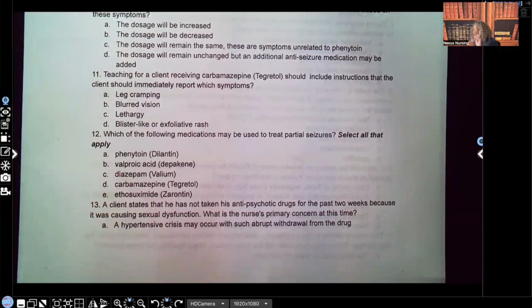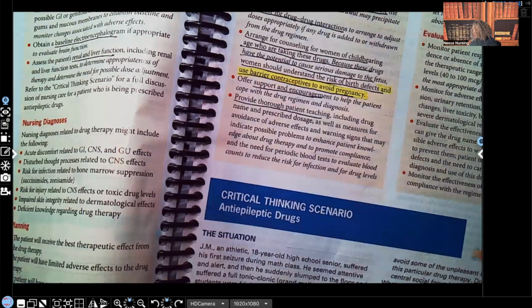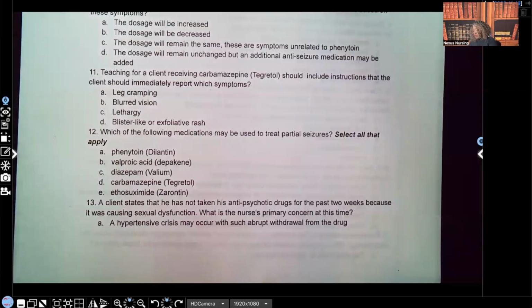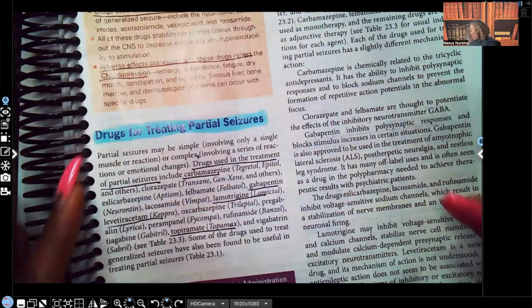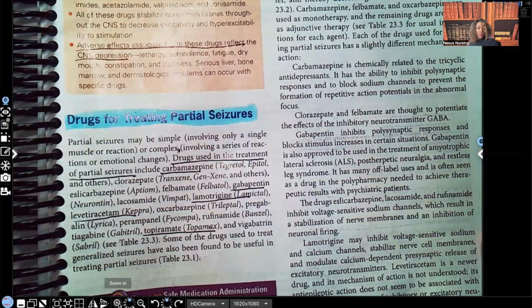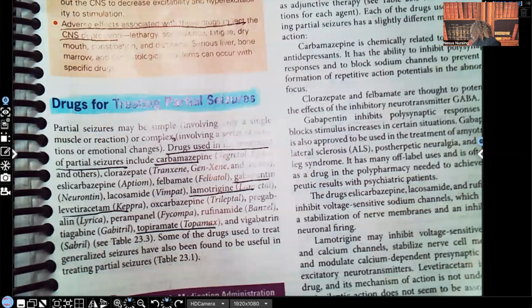Okay, so now let's go into the textbook. Let's see, page 405. Drugs for treating partial seizures. Make this a little bit larger. And I even underlined them. I told my students they need to know those drugs. Go back to the recording of when I taught that class. It's right there. Okay, moving on.